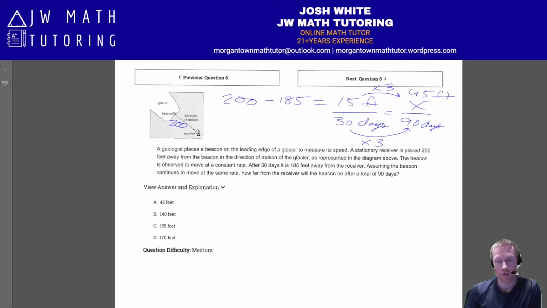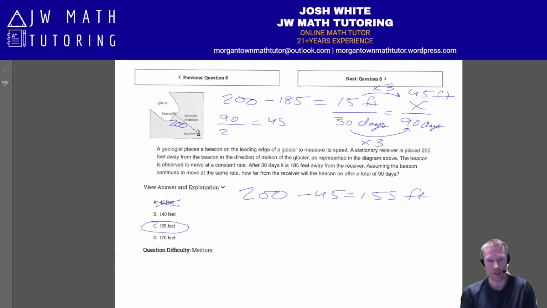Or even if you didn't recognize that, notice that the 15 feet is equal to half of the 30 days. In other words, 15 is half of 30. So therefore, the number of feet it moves in 90 days would have to be whatever half of 90 is, or 90 divided by 2, which again is 45. So after 90 days, it will have moved 45 feet. Careful, that's not the answer, because the answer wants to know how far apart are they. So you technically have to do 200 minus 45, and that's going to be 155 feet. Correct answer for this one is going to be letter C.